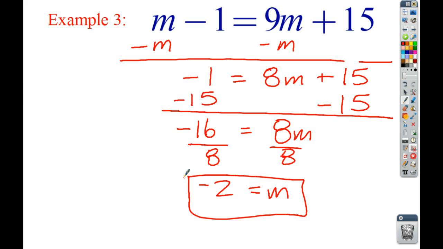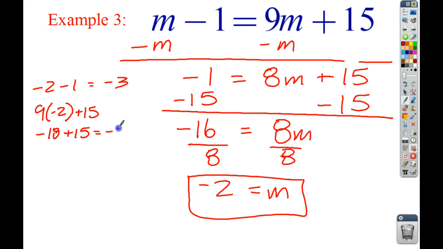And let's go ahead and check it. So let's see. Negative 2 minus 1 is equal to negative 3. Say 9 times negative 2 plus 15. Let's see, that's 9 times 2. That's negative 18 plus 15. Yep, that's equal to negative 3. It checks out. It works.